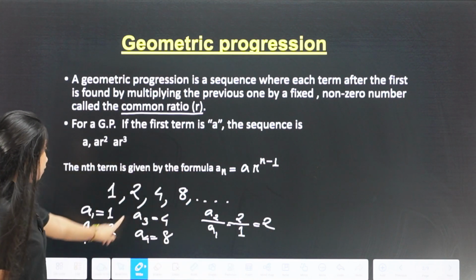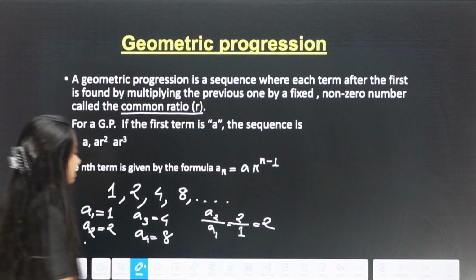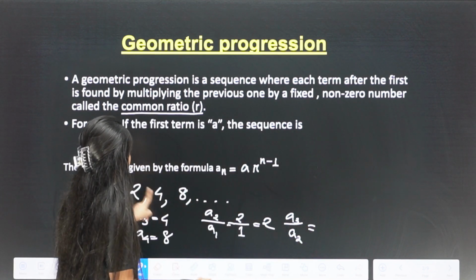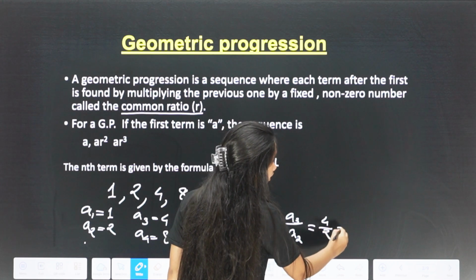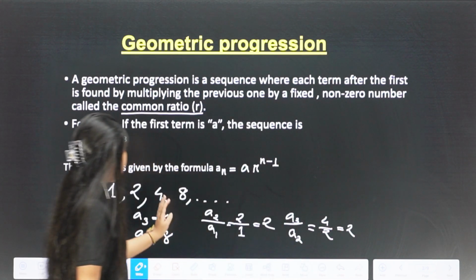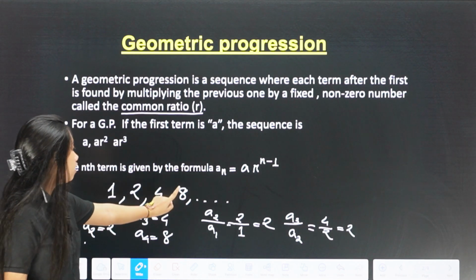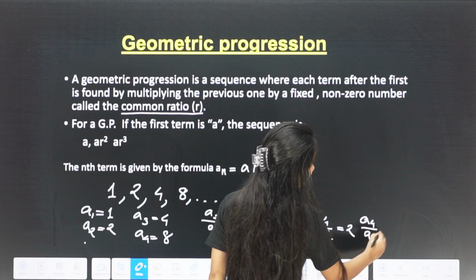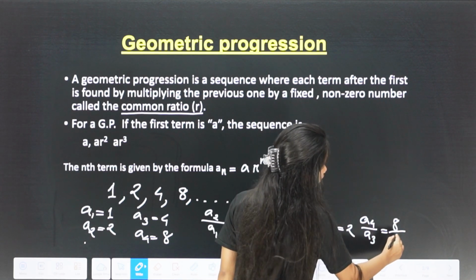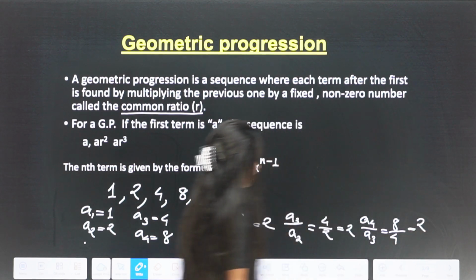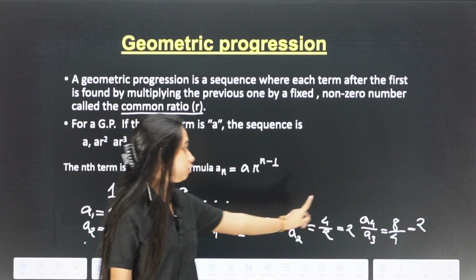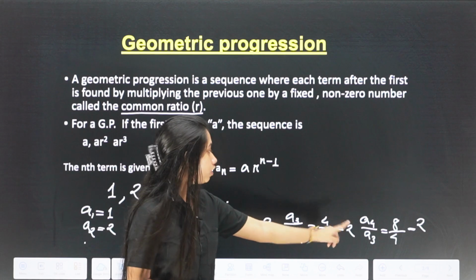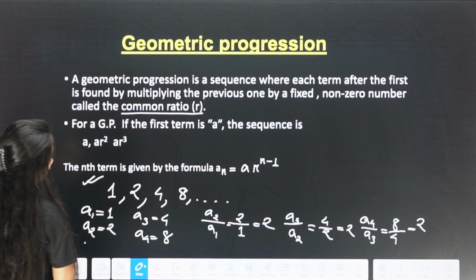And if we divide the third term by the second term, that is A3 by A2, we get 4 by 2, which is equal to 2. And if we divide the fourth term by the third term, that is A4 by A3, that is 8 by 4, which is equal to 2. Since we get the same value, 2, 2, 2, the common ratio is 2. Since the common ratio is constant, this sequence is in GP.